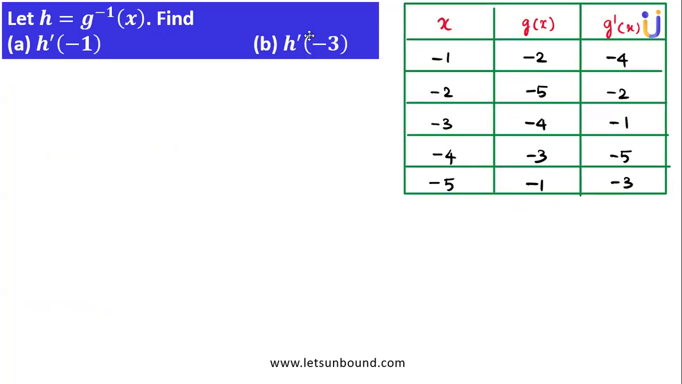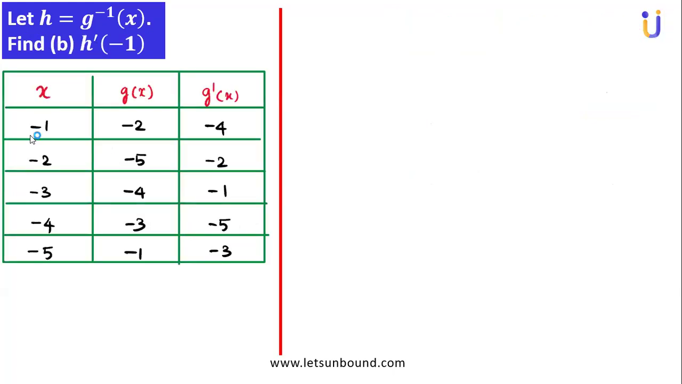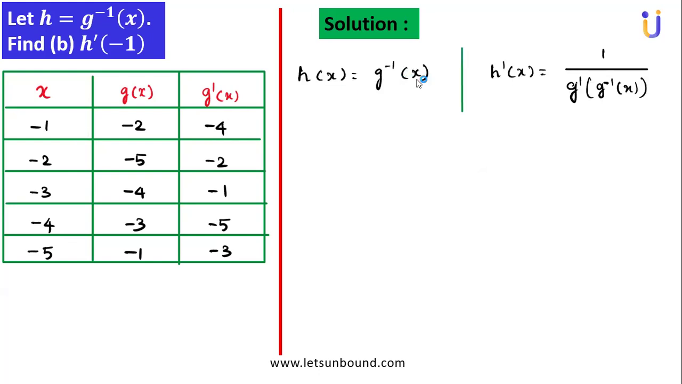Right. So a test prep question, something like this. h is equal to g inverse of x. Find h dash of minus 1 and h dash of minus 3. This is the table given to us, with x, g, and g dash. Okay, what is given? Let's solve one by one. Solution: first you write h is equal to g inverse of x. So h dash of something we need to find.